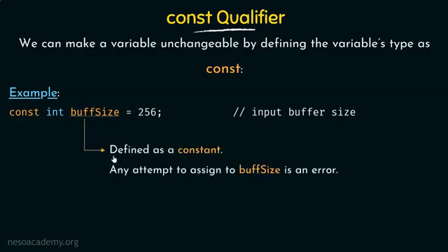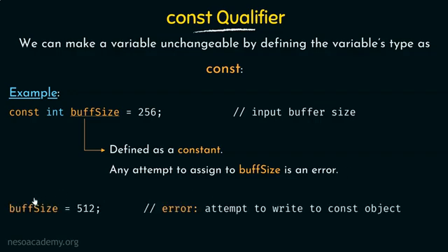Okay, so as I said, this buff size is defined as a constant, and any attempt to assign to buff size is an error. We already initialized the value of buff size. So later, after this, if you try to assign another value to this buff size, it will throw an error. For example, here I am trying to change the buff size to 512. So I'm saying buff size equal to 512. This is going to throw an error because we attempt to write to the const object.